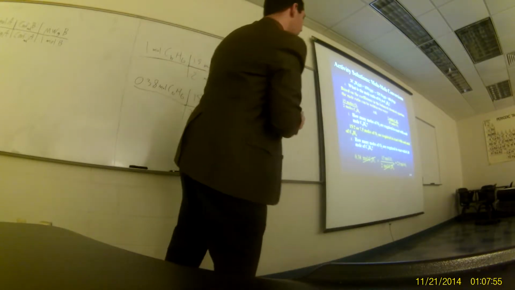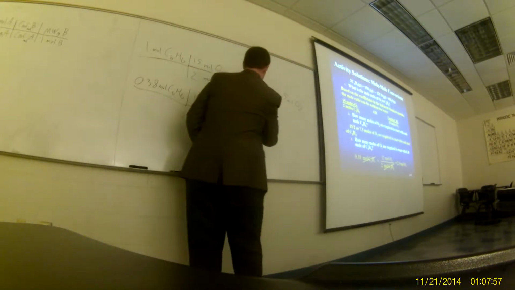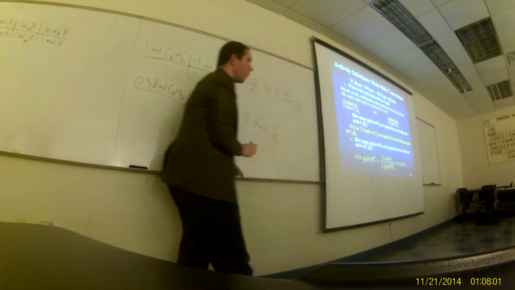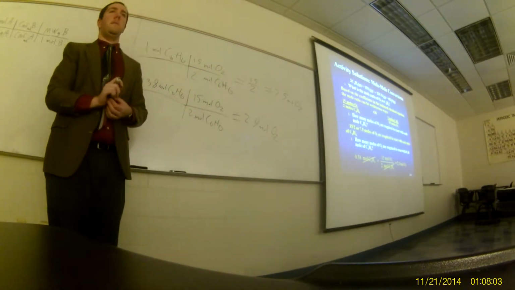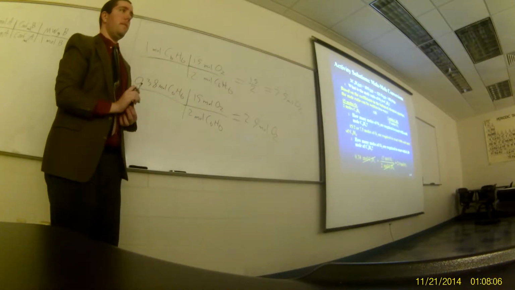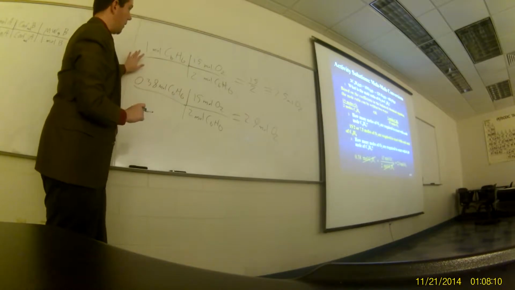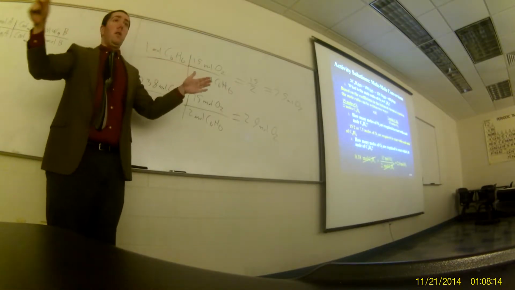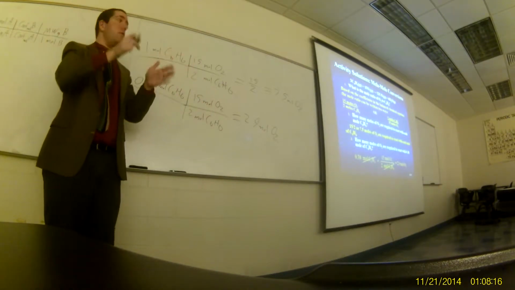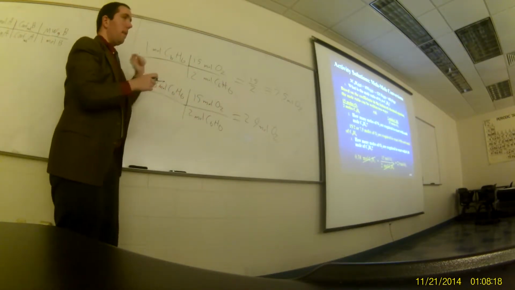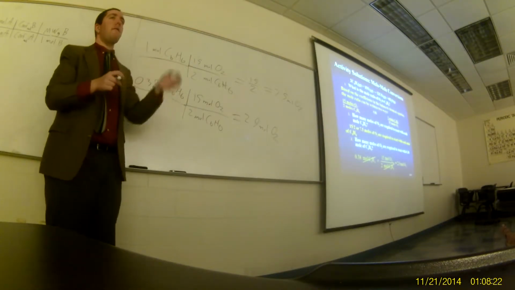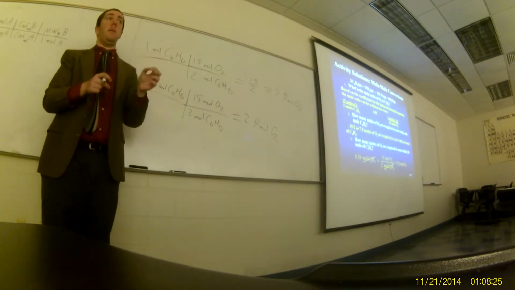And so apparently when you do that, it comes out to be 2.9 moles of oxygen. Is everybody comfortable with this? Because it's just going to get bigger from here. So if you can't do this, we need to fix that. Because this is going to be included in every single stoichiometry problem.